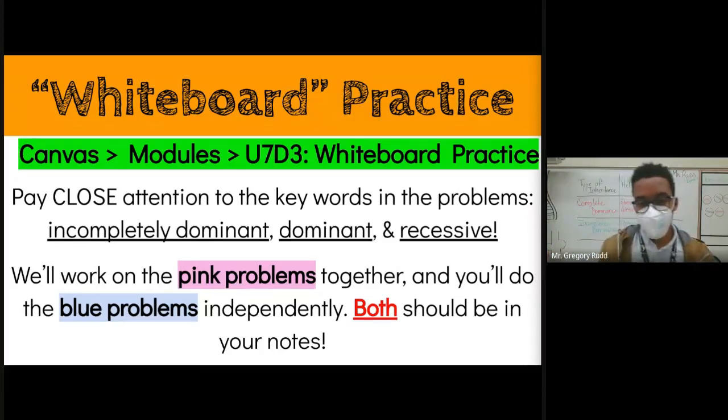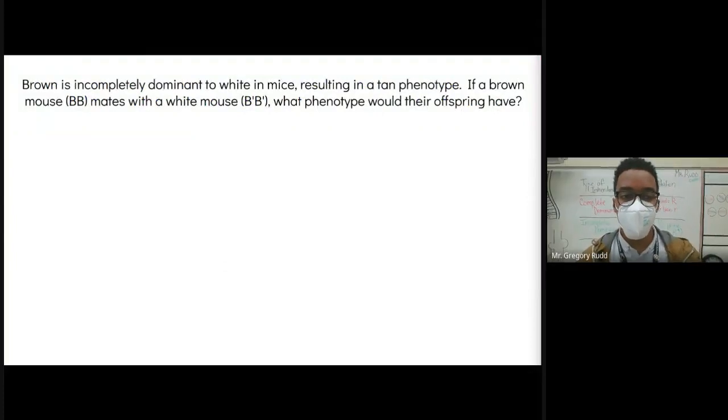Okay, so let's do this first one. Mine is going to look slightly different than yours, but it's the same question. So it says brown is incompletely dominant to white in mice, resulting in a tan phenotype. If a brown mouse with the genotype BB mates with a white mouse with the genotype B prime B prime, what phenotype would their offspring have?